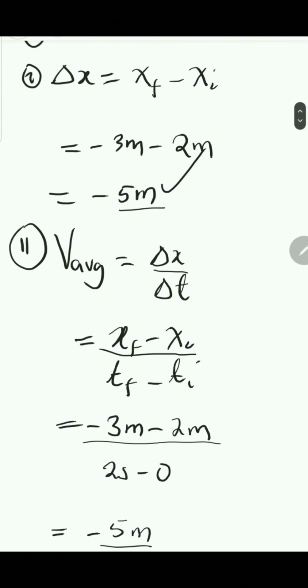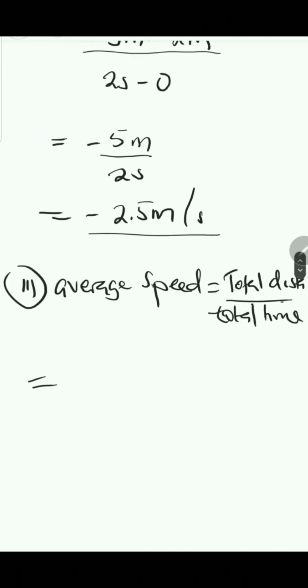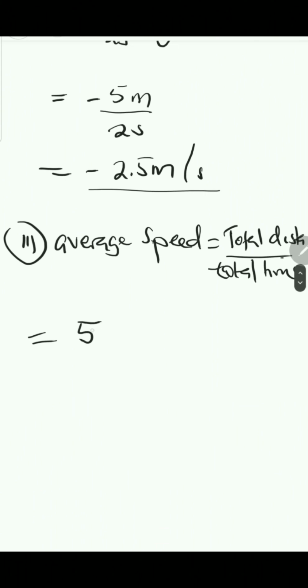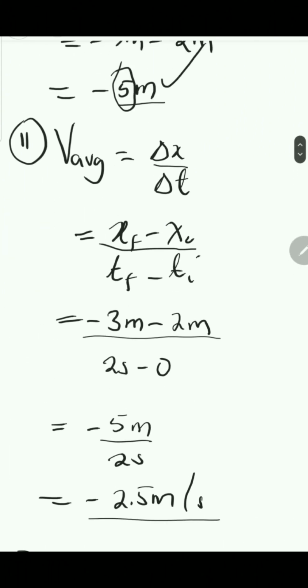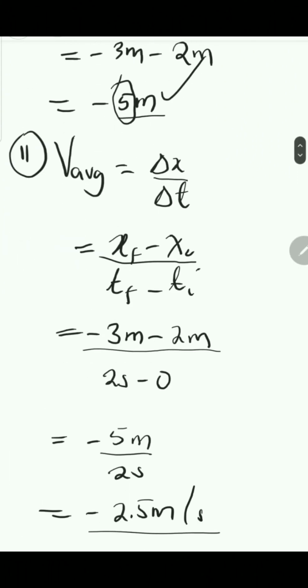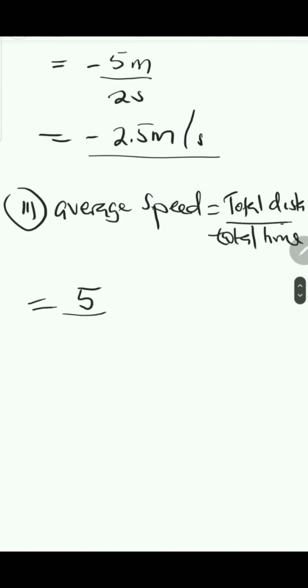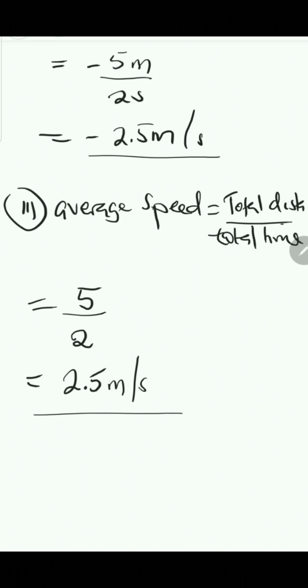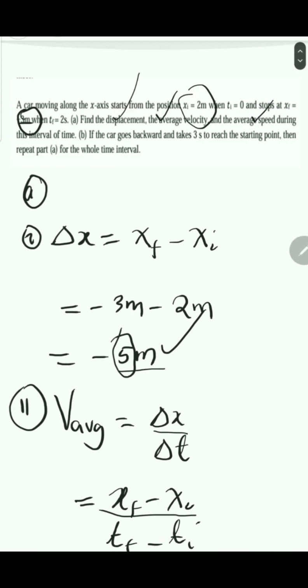The total distance is just the size we get for the displacement, but not including the negative, because negative is for direction and distance just looks at the size. So we get 5, the same one we obtained for displacement, but positive this time around. Then you divide by 2, which gives us 2.5 meters per second. So that is what you get for the average speed.